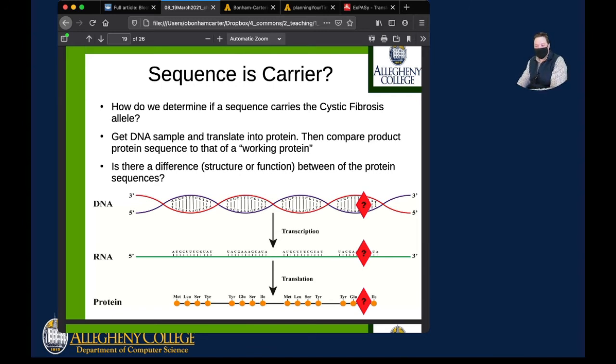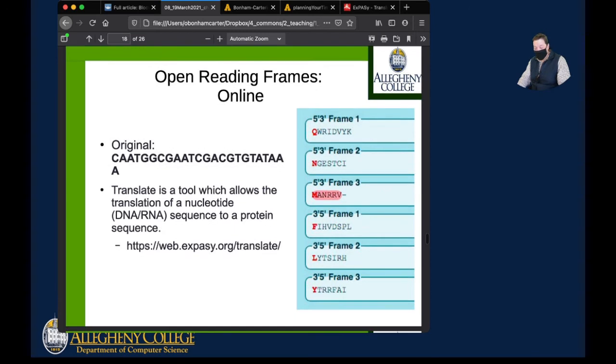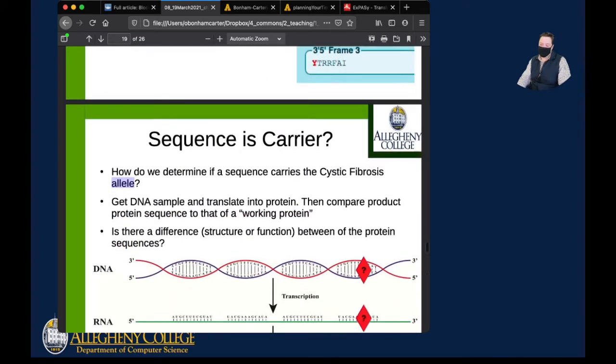For instance, we're asking ourselves whether a sequence is a carrier. That means, can we get cystic fibrosis from a piece of DNA? In other words, is there an allele for cystic fibrosis in that DNA? What you would do is get a sample of that DNA, and then you put it into a protein using software very similar to the protein translation software that you created in this class on Monday.